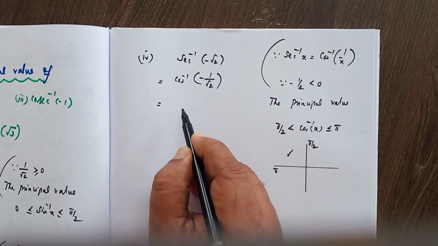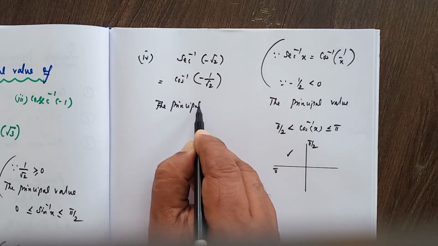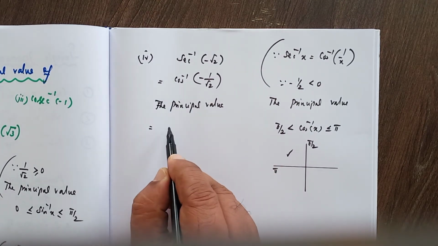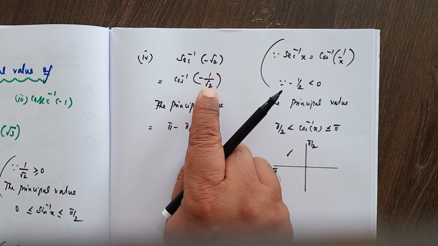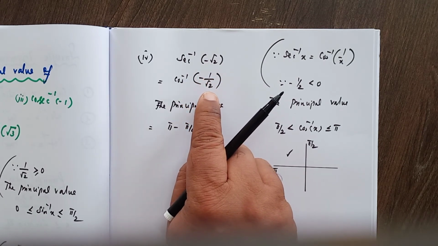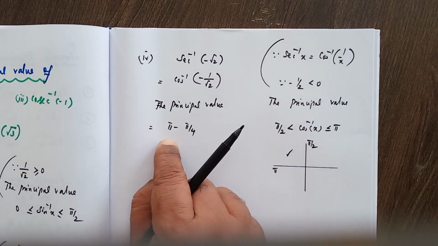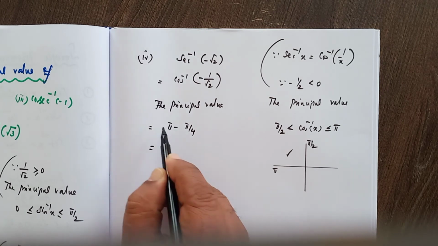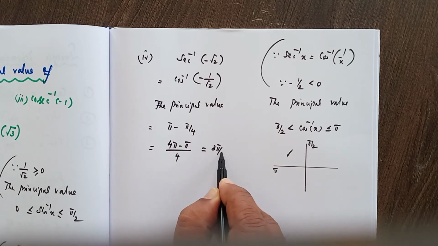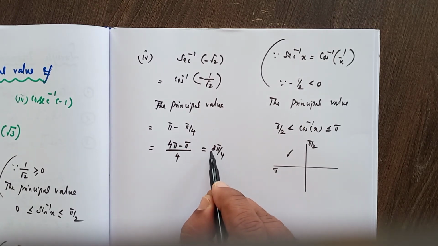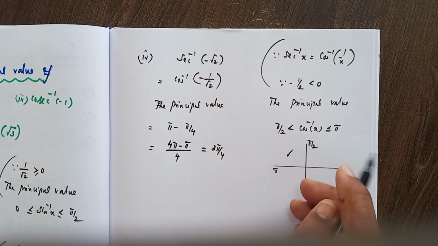But minus 1 by root 2 means you have to write the principal value equals pi minus pi by 4. Remember, particularly for cos and secant, if it is a negative value, 1 by root 2, the original angle is 45 degree, that should be subtracted from 180 degree. That is equal to 4 pi by 4 minus pi by 4, that is equal to 3 pi by 4. Pi by 4 is equal to 45, 45 into 3 is equal to 135. 135 degree lies in which quadrant? Second quadrant, in between pi by 2 and pi. Okay.